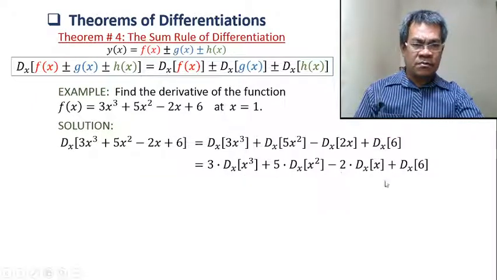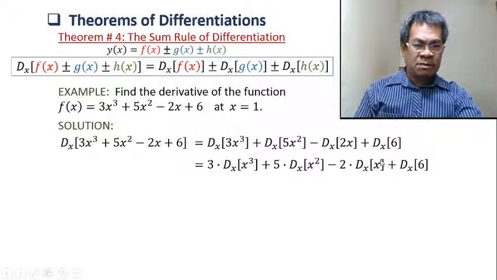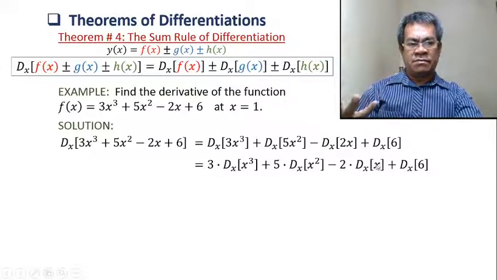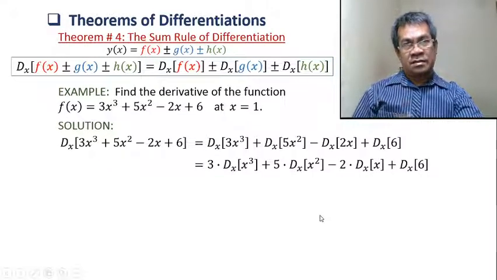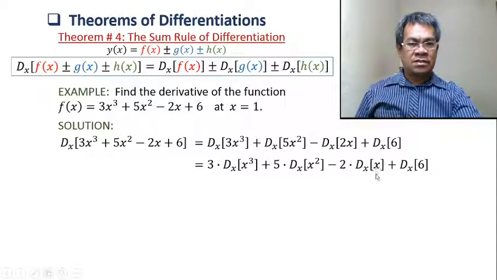The 2 is moved out too. Then apply the power rule, power rule, power rule. By the way, this is also the power rule, because this is exponent 1. So you drop the 1, then subtract 1 minus 1, which is 0. A number raised to 0 is always 1. So the derivative of x with respect to x is 1. And this one, the constant, is 0.